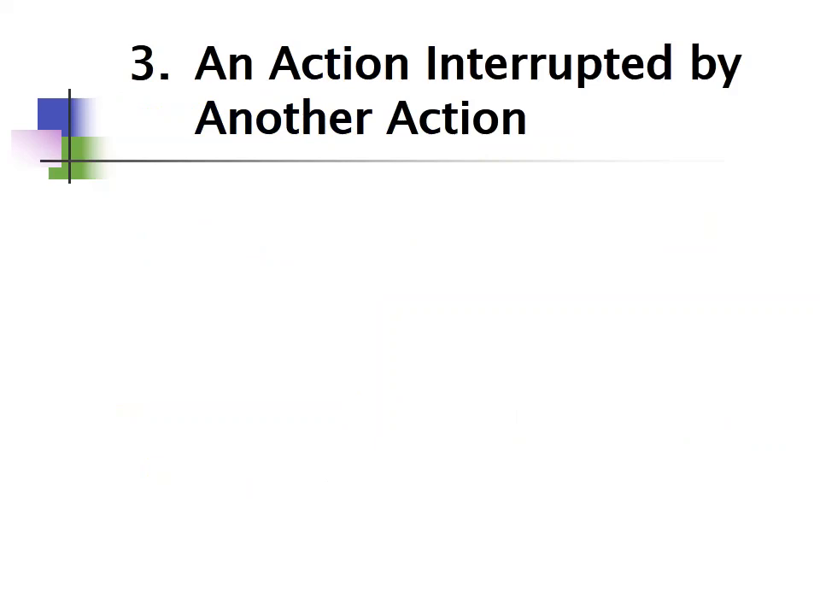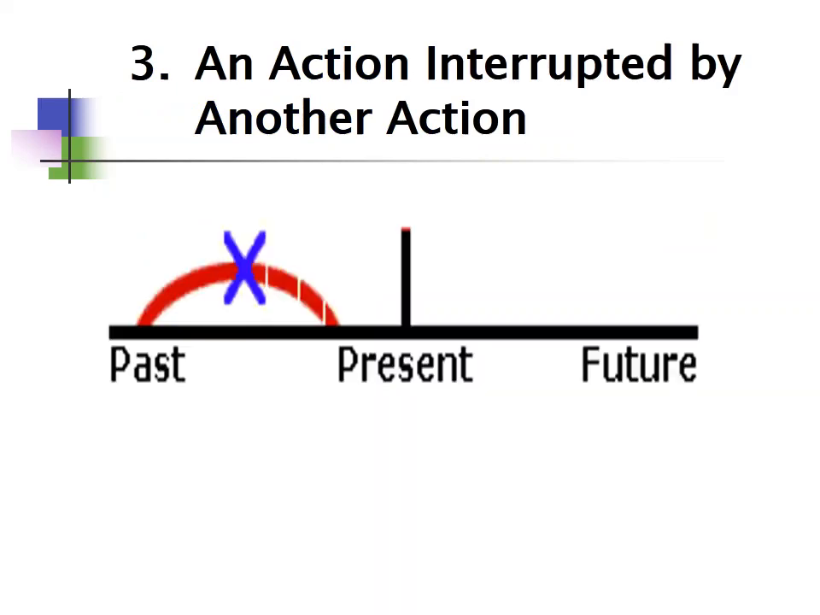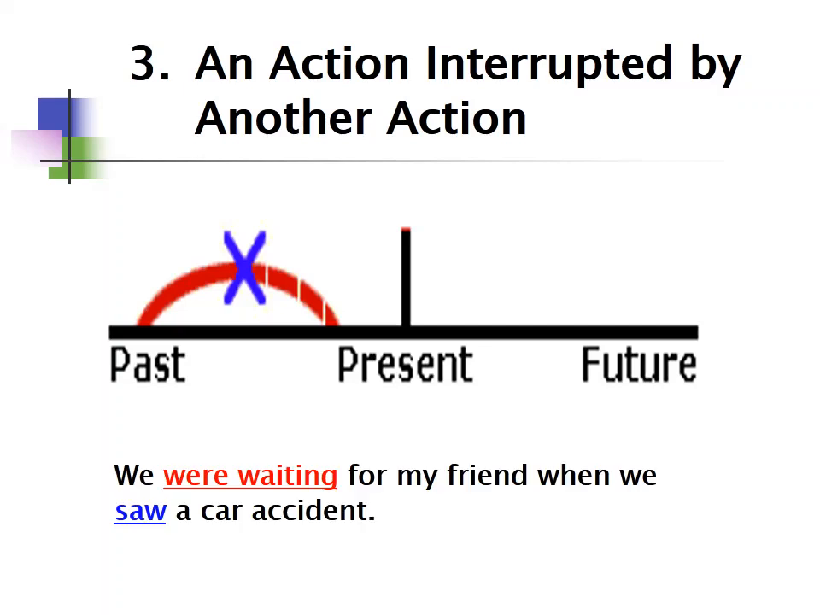The third use and meaning of the past progressive is when an action was in progress and interrupted by another action. So in the past, you have something that began in the past and was in progress, and you could say that it was incomplete. It never got completed because it was interrupted by another action.